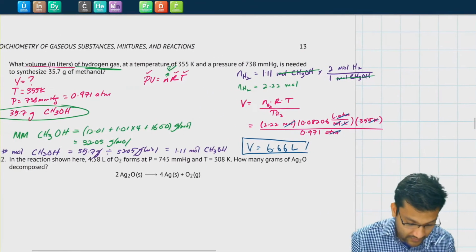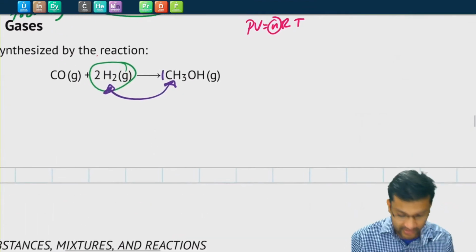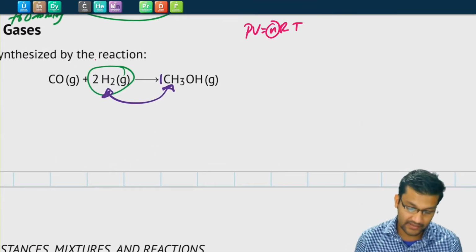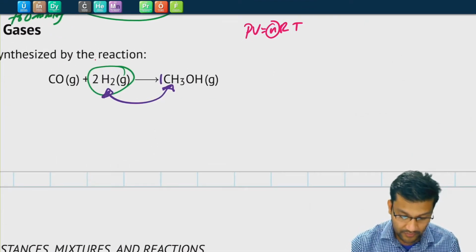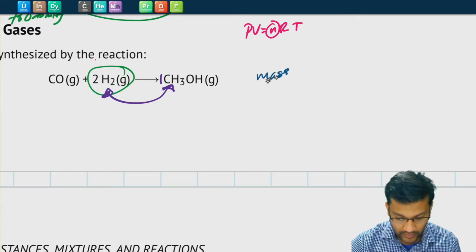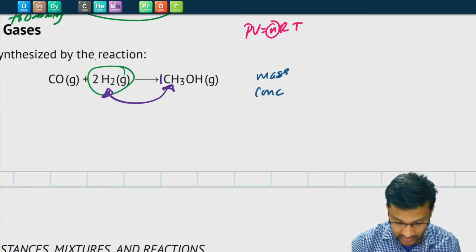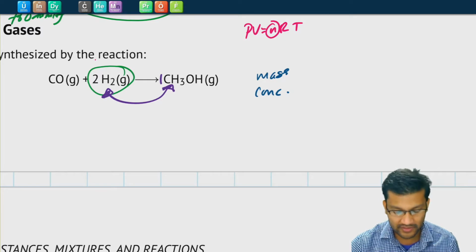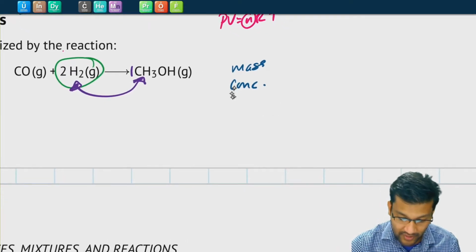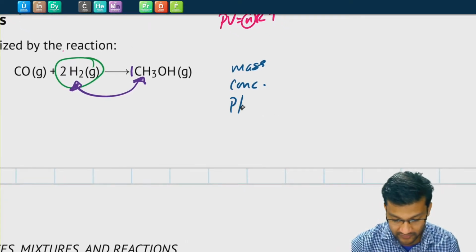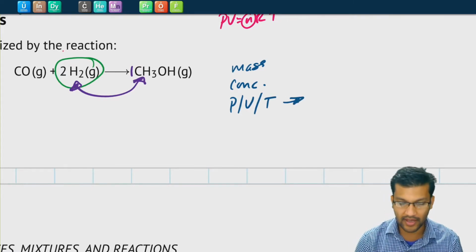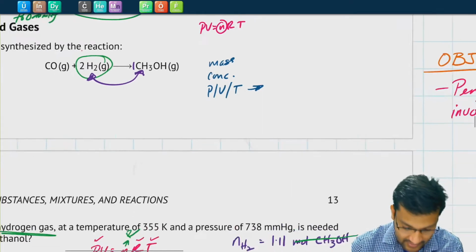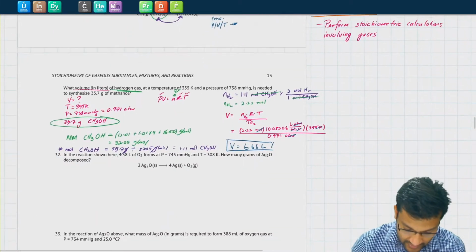So let's go over this again. It's a stoichiometric calculation, but involving gases. We know how to get number of moles from mass. We know how to get number of moles from concentration. I believe we did a few more, I can't recall. Now we know how to get number of moles from pressure and volume and temperature. Basically, the quantities of a gas, the properties of a gas that we have.